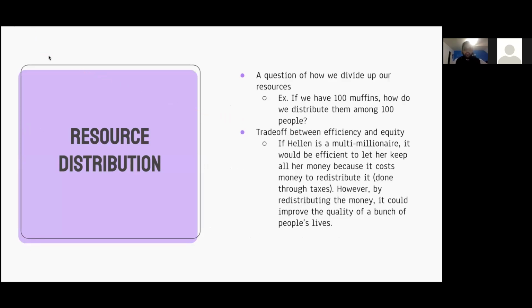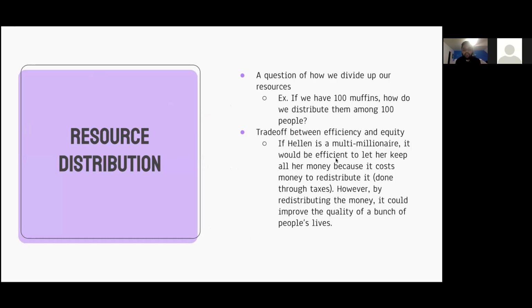Okay. We're going to talk a little bit lastly about resource distribution, and I think that'll probably take us to the end of the seminar. A lot of the questions in economics are very significantly tied to resource distribution and how we divide up our resources. For example, if we have 100 muffins, how do we distribute them amongst 100 people? There's often a trade-off between efficiency and equity.